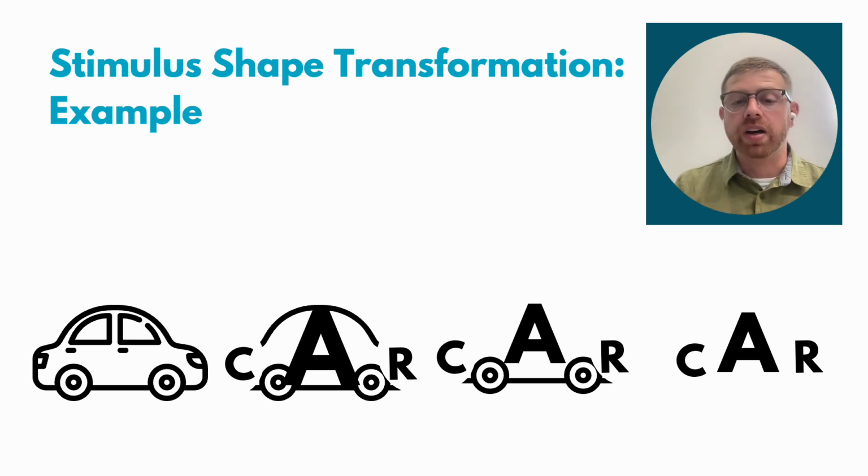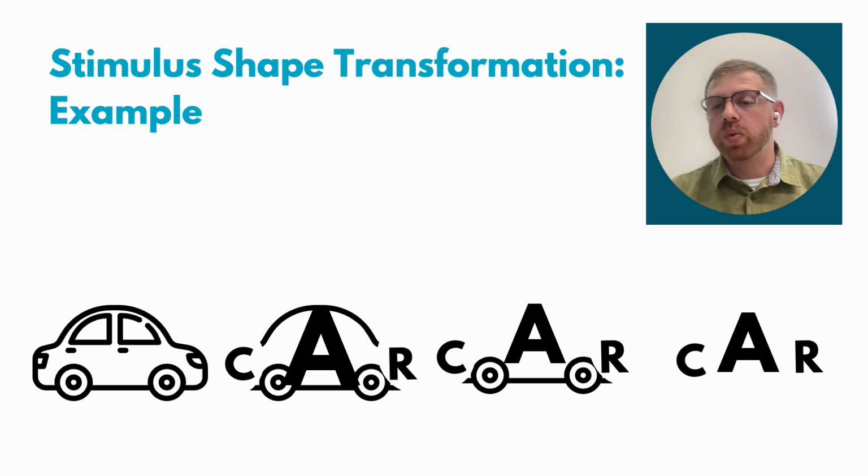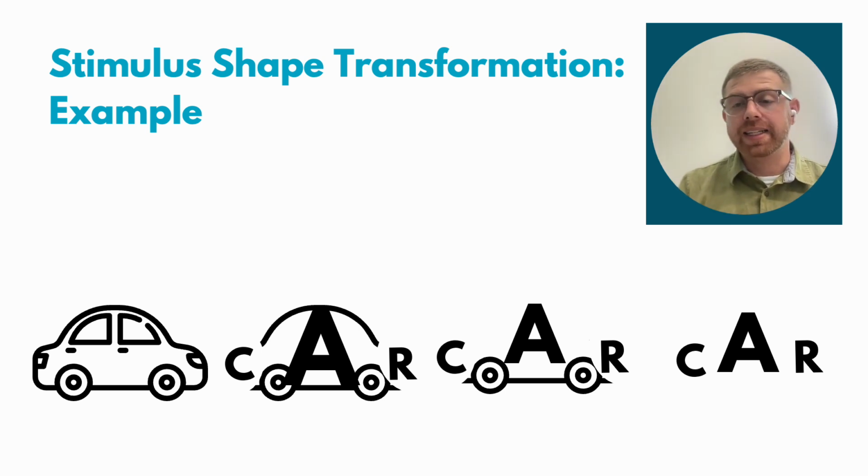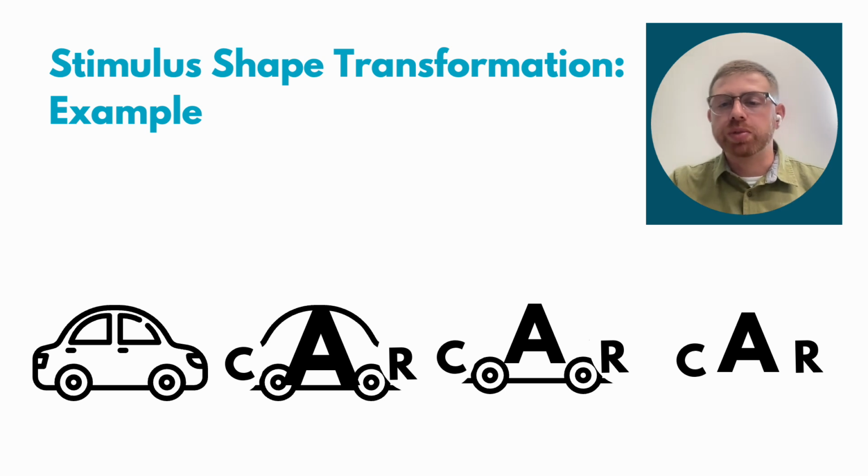We were working on an individual reading the word car, and we start first by having the learner identify that this picture is in fact a car. And then we start to transform that shape by now including the letters in the shape of a car. So now we can see that CAR is present, and across time it gets closer and closer to approximating just the word car. That's an example of stimulus shape transformation.